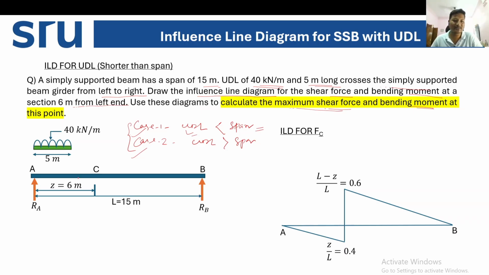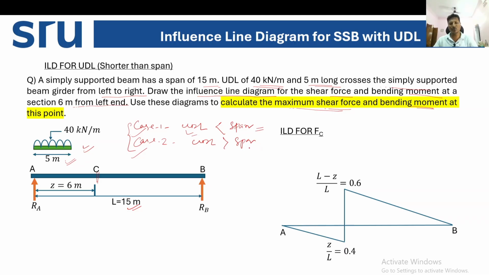So here is the case, your beam is 15-meter span length, A, B, and C is the point where we are calculating the maximum shear force and bending moment. And we are considering this UDL of 40 kilonewton per meter and the spread length is 5 meter.